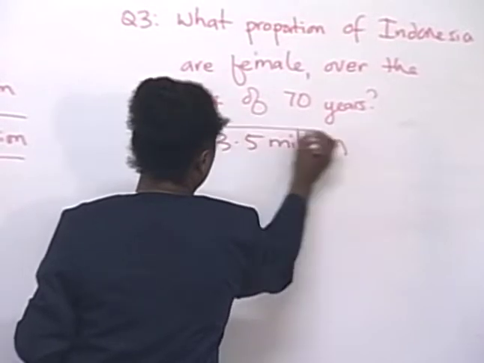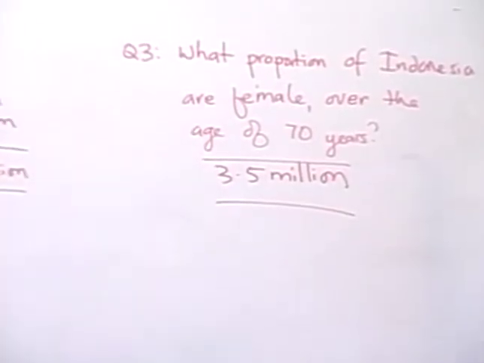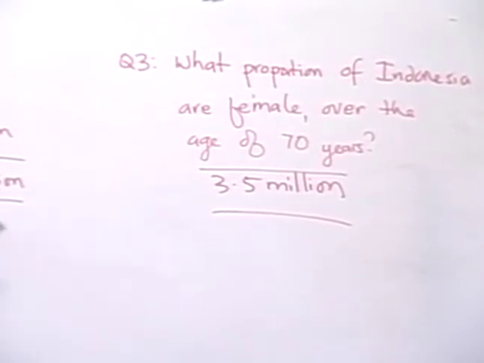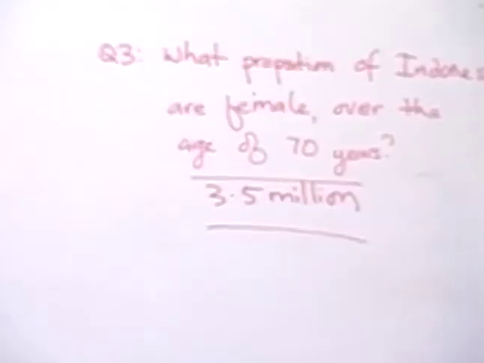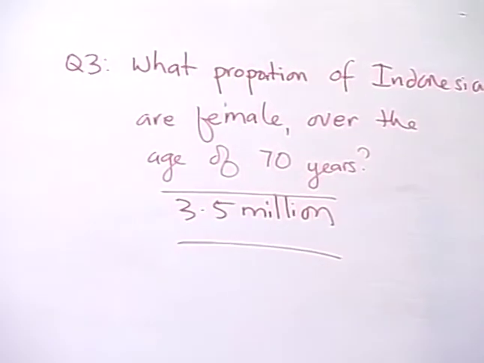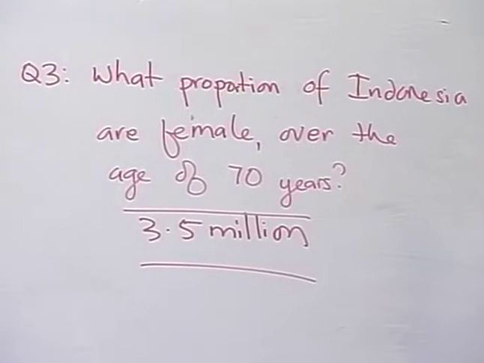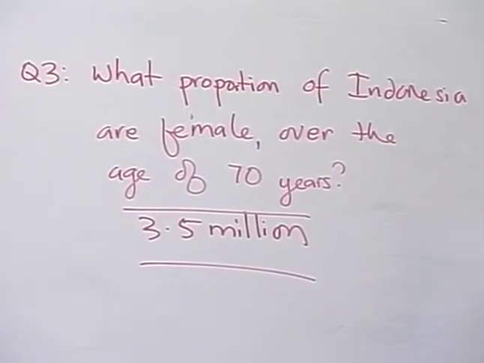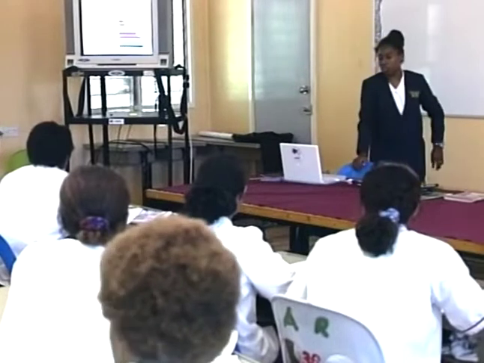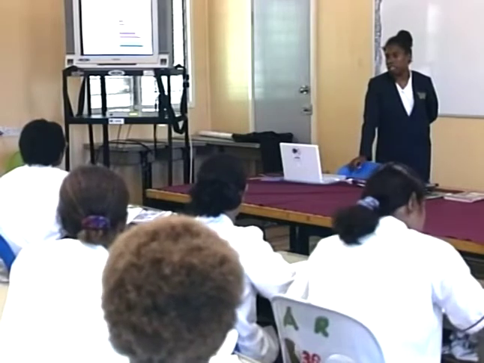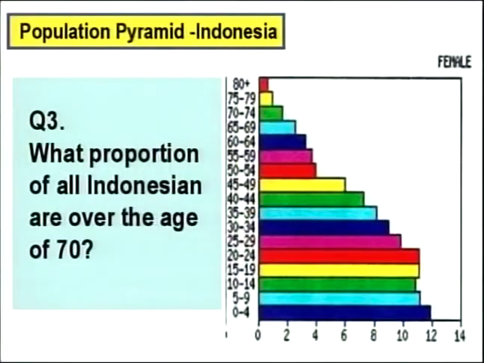Let's make a comparison with the male population, and we are going to find that there are more females over the age of 70 compared to the male population. Okay, having done the work for over 70 years, male and female, let's look at the next question now. The next question is on the monitor: what proportion of all Indonesians are over the age of 70?